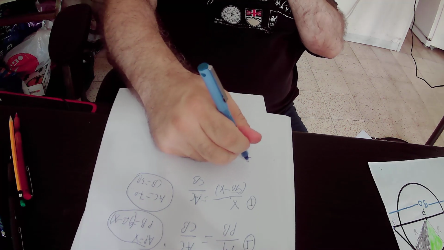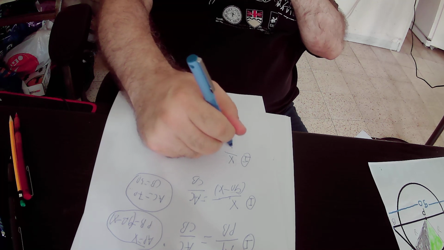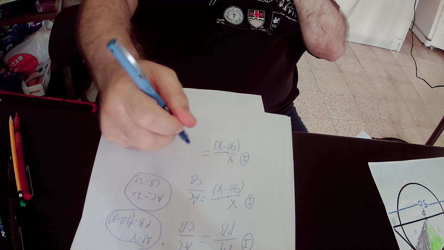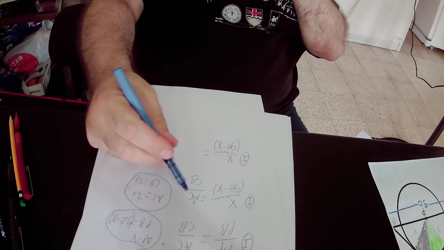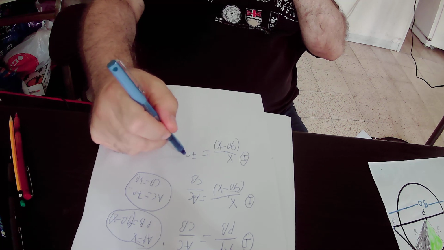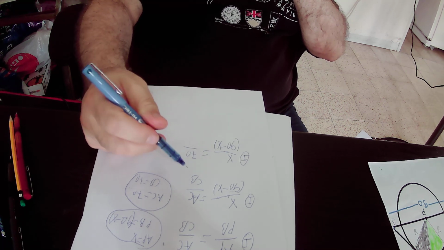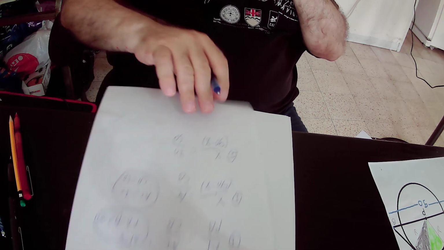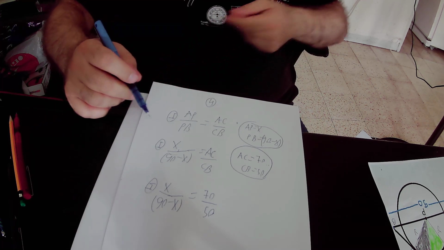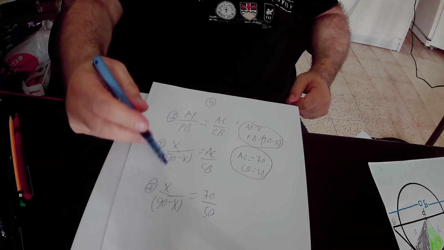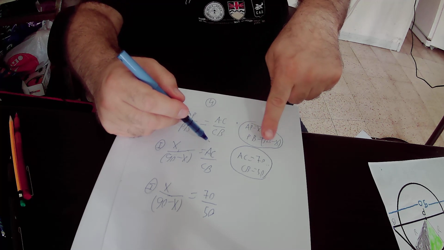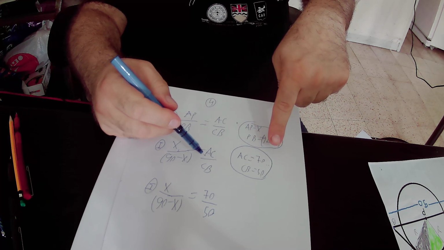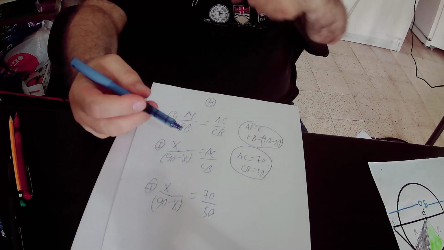So we write that X over 90 minus X equals AC. Instead of AC I can write 70, and I can substitute CB by 50 because CB equals 50. Again, X over 90 minus X equals AC. AC equals 70, so we can substitute AC by 70 over CB. CB equals 50, so we can substitute CB by 50.